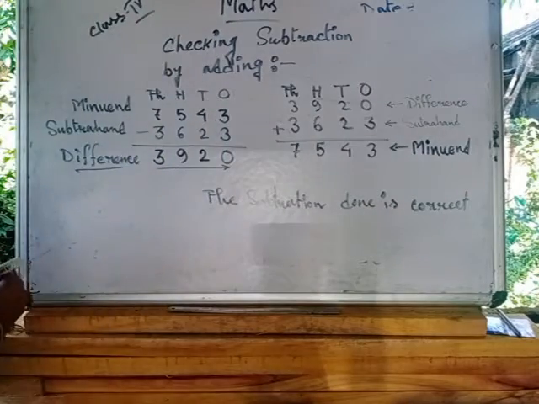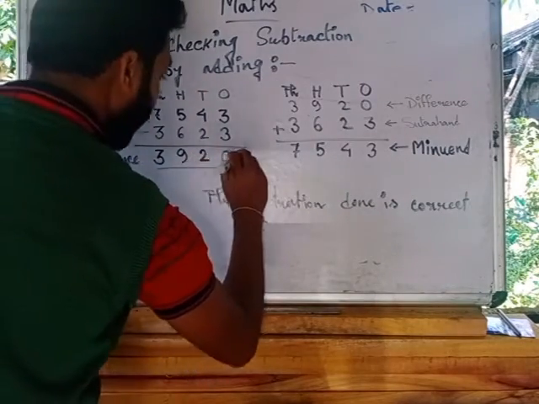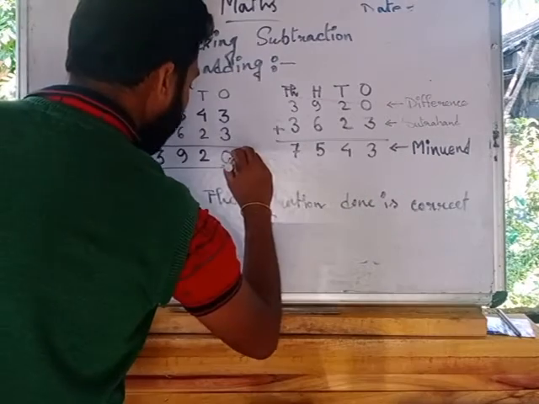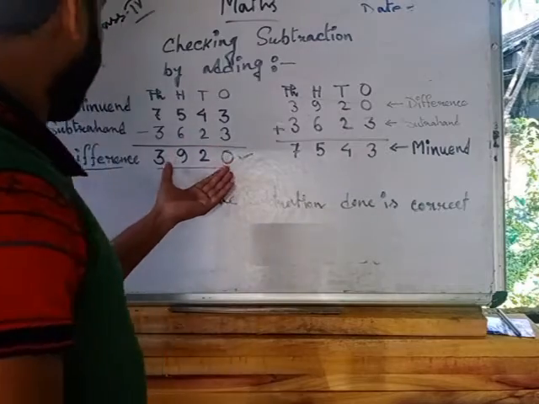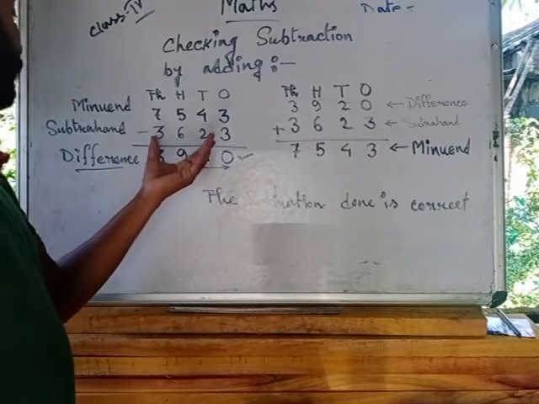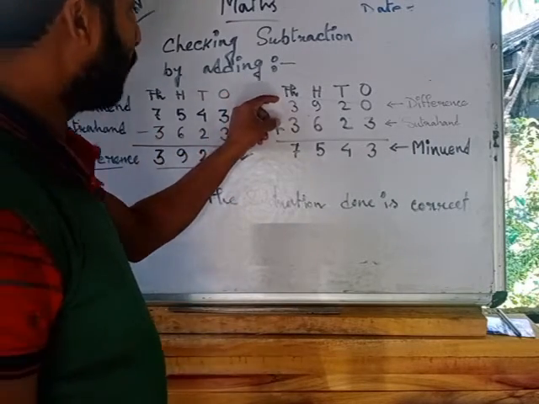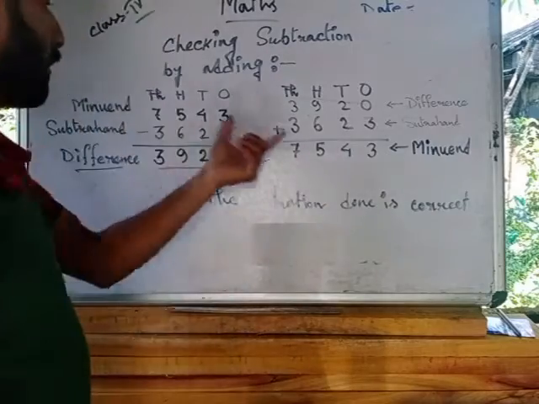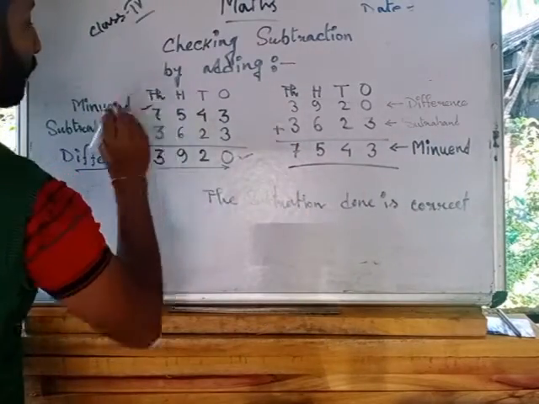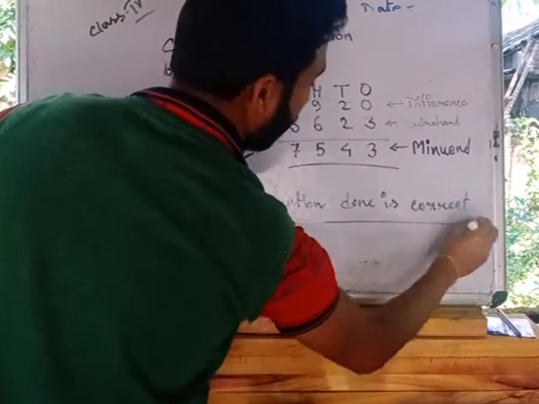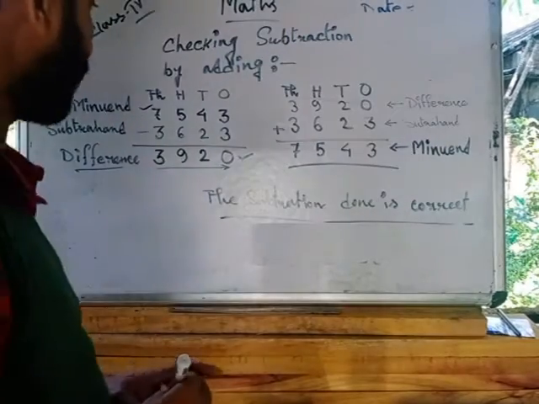If we should add, which numbers should we add? The difference and the subtrahend. We add them, then we should get the minuend. If the minuend is the same, then the subtraction done is correct, okay.